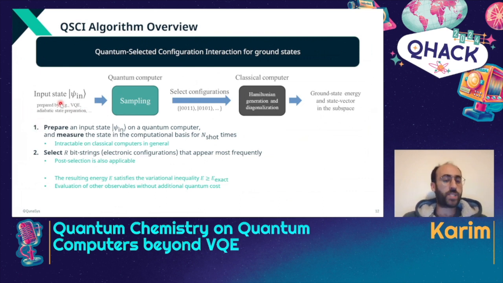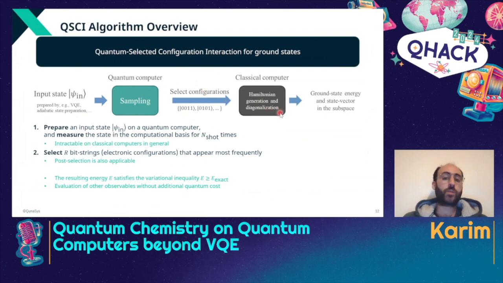So we start with some input states, which is called psi in. And then we measure the states in the computational basis on a quantum computer. And then we do a sampling, which means that we're going to select the configurations that appear the most. And then using these configurations, we're going to reconstruct our Hamiltonian on a classical computer in a subspace, and then diagonalize this Hamiltonian in that subspace. The diagonalization is done classically, so it doesn't require any more quantum resources besides the sampling phase.